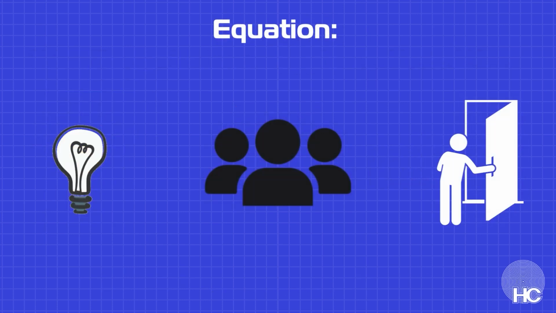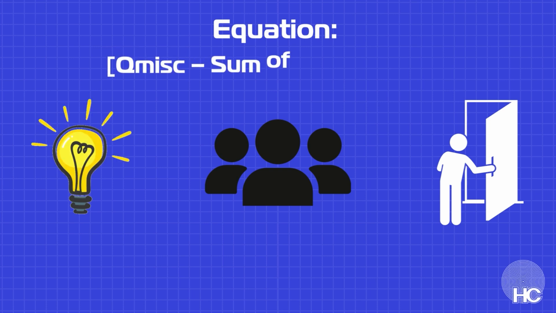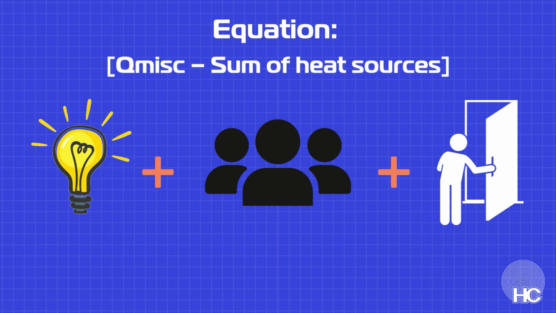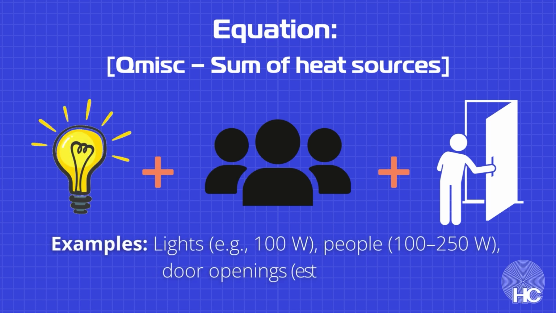The equation is simple. The total heat load of the miscellaneous heat loads is just the sum of all of the heat sources. An example is lights at 100 watts, people at 100 to 250 watts, and door openings can be estimated.